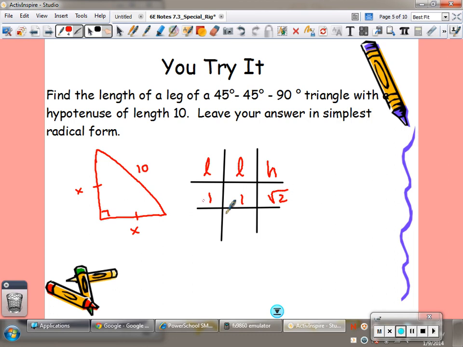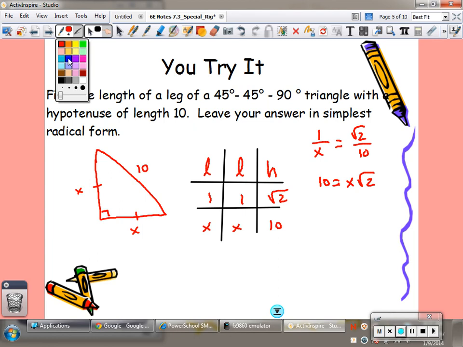And those are always the same. Those are always going to be the ratios. The leg is what we don't know, so that's x, and that's 10. Let me set up 1 over x equals the square root of 2 over 10. I'm going to cross multiply, and I get 10 equals x times the square root of 2.